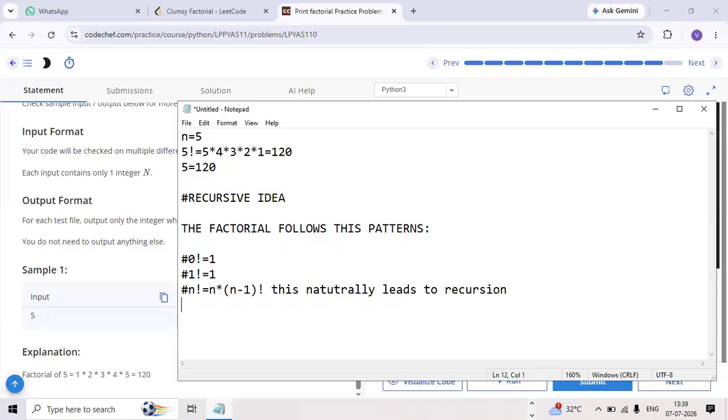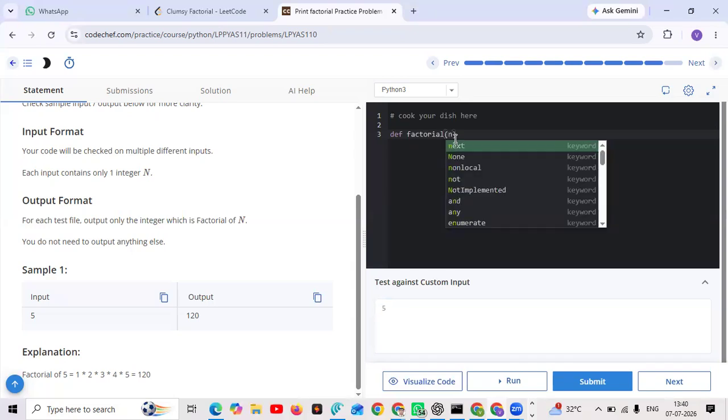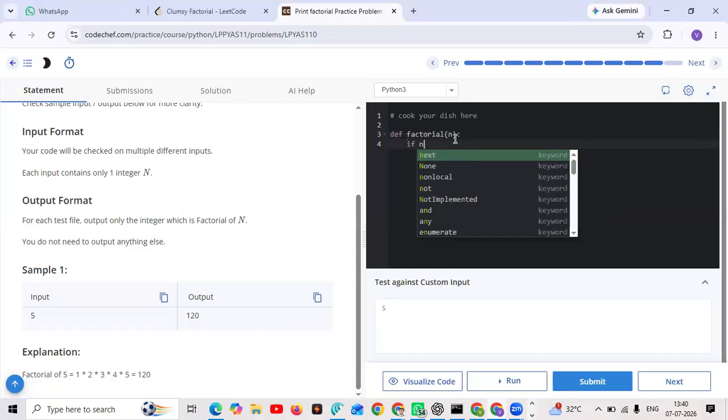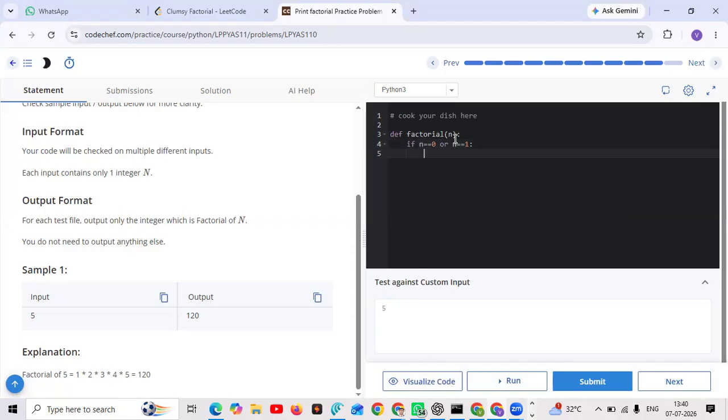So what is the Python code that we can implement here? Let us dry run that Python code. Let me first write this Python code. First we have to make one function, factorial, with parameter n. Then if n is equal to 0 or n is equal to 1, this is our base case, then return 1.